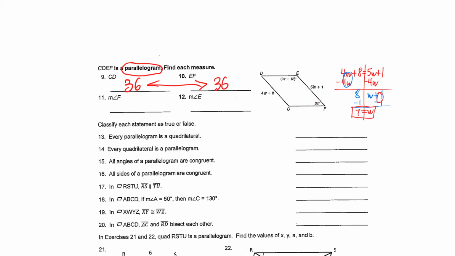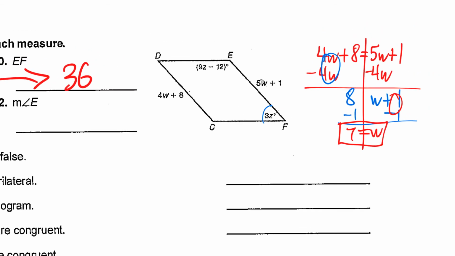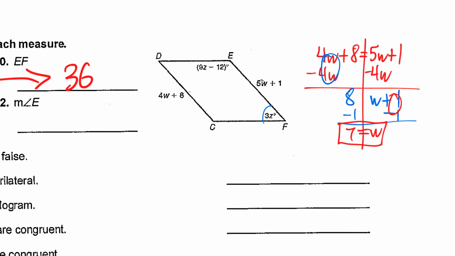All right. Now, to find angle F. So here's angle F. What's keeping me from knowing how big angle F is? That's Z. And I notice there's a Z up here also, so what am I going to do here to find the value of Z? 12 minus 3Z equals 180. Okay, good, because these two right here are consecutive angles. They add up to 180.